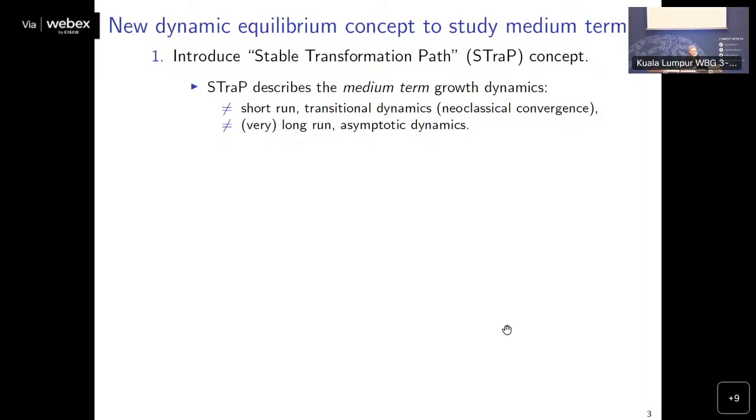What do I mean by medium-term? It's not going to be the short run, which has to do with transitional dynamics, like neoclassical convergence. That has to do with the initial values that you start off with for your capital stock, for example. And it's also not going to be the very long run. It's not going to be asymptotic dynamics. So we're going to live in this middle range where things don't depend on initial conditions, but they move around. They're not only asymptotic properties.